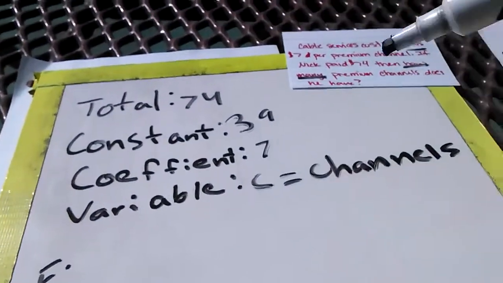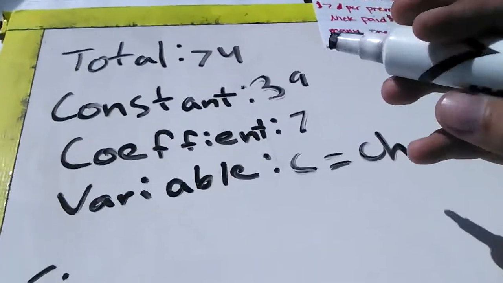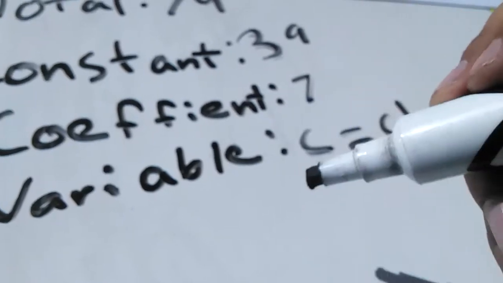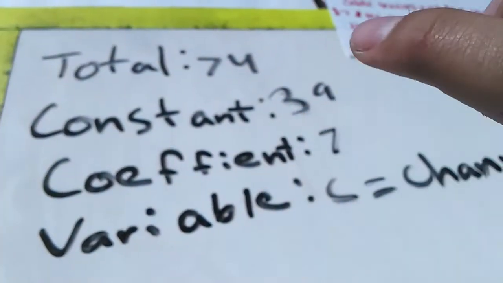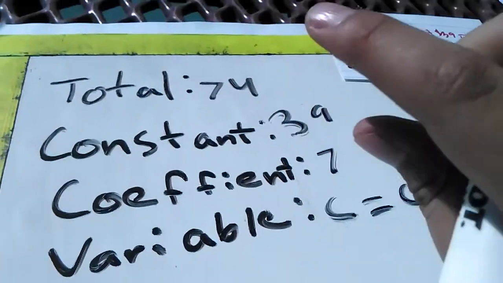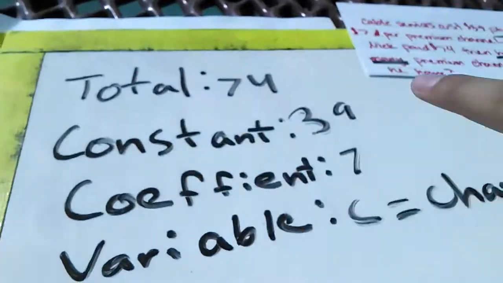As we can see, the coefficient and the variable are always going to be first. So we're going to want to put 7C down because C is for the channels and 7 is the coefficient. They're put together because when we looked at the coefficient, the coefficient was in front of the variable, and that's always going to happen. And then we need to add the 39, the constant.